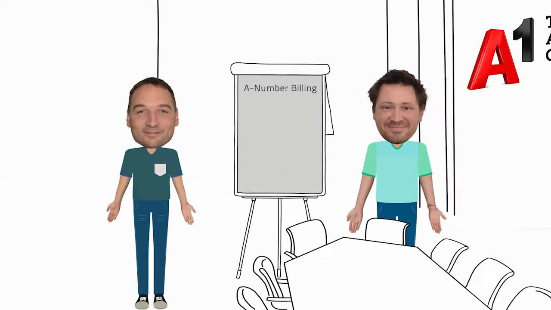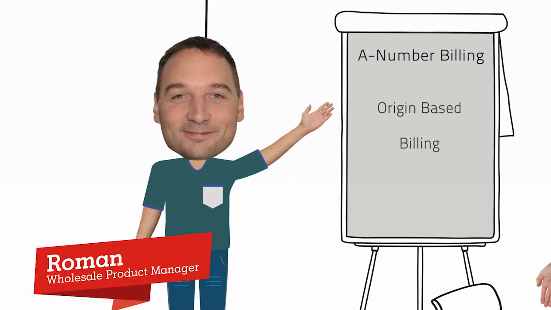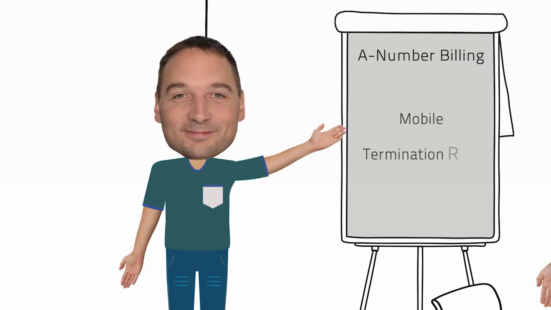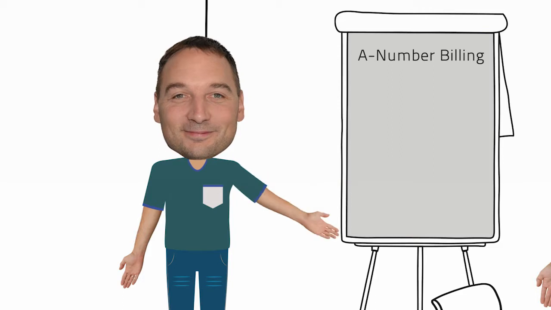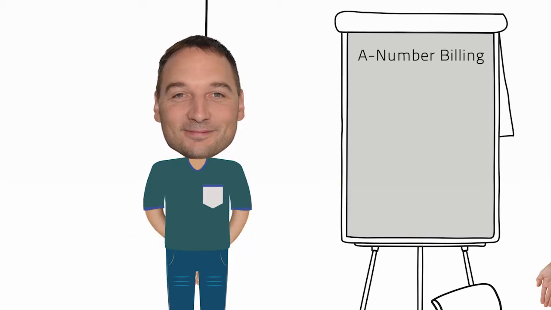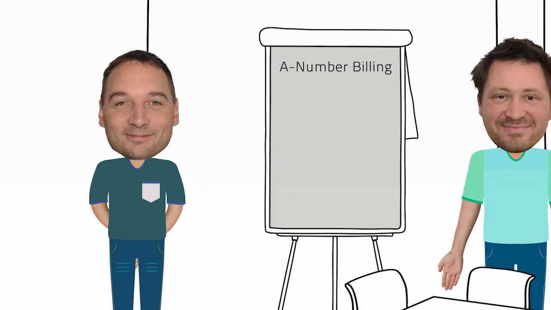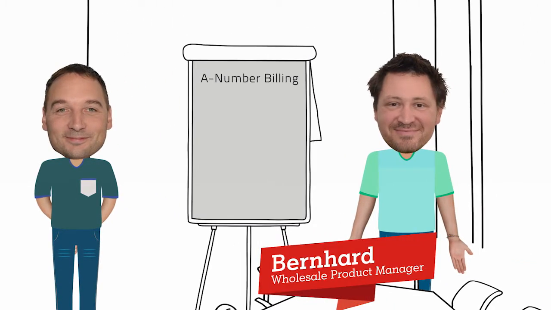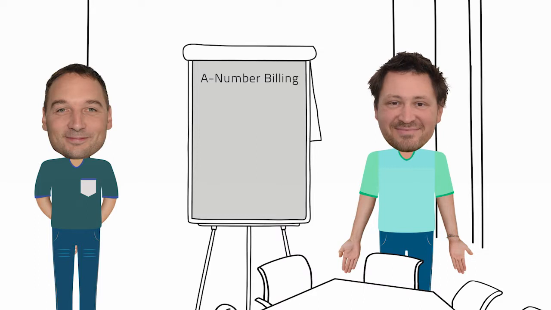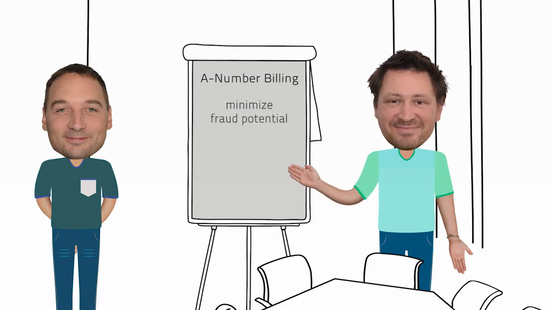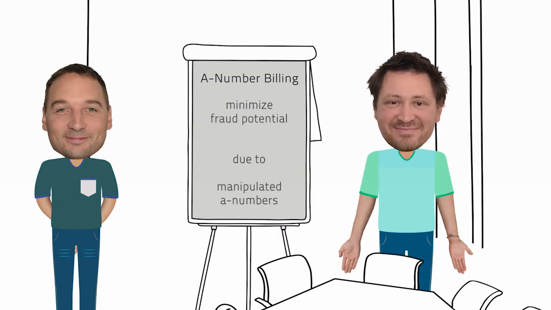Is your carrier ready for origin-based billing? Are you aware how much mobile termination rate you will be paying in future? We will show you the differences before and after A-number billing and the consequences for your interworking and roaming business. On top of that, we will explain how Telekom Austria can help you minimize the fraud potential of manipulated A-numbers.